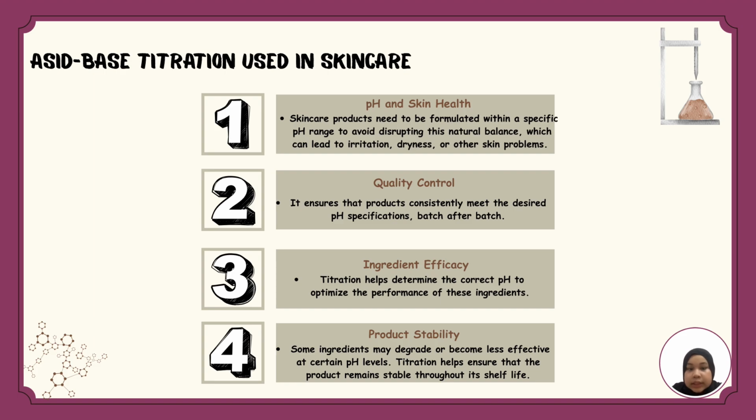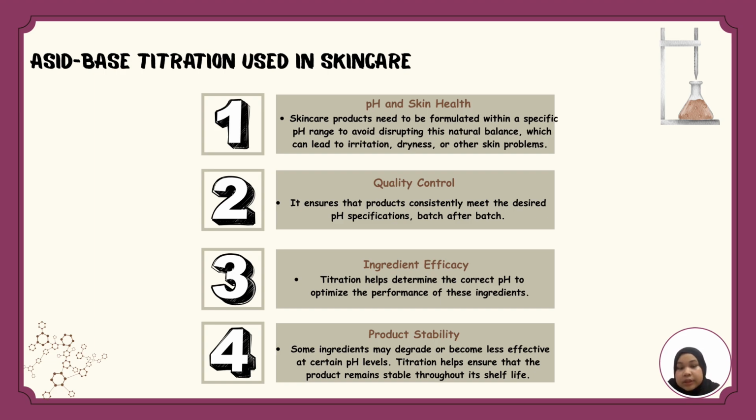The third is ingredient efficacy. The effectiveness of many skincare ingredients like certain acids or vitamins can be pH dependent. Titration helps to determine the correct pH to optimize the performance of these ingredients. The last one is product stability. pH affects the stability of ingredients in skincare formulations. Some ingredients may degrade or become less effective at certain pH levels. Titration helps ensure that the product remains stable throughout its shelf life.